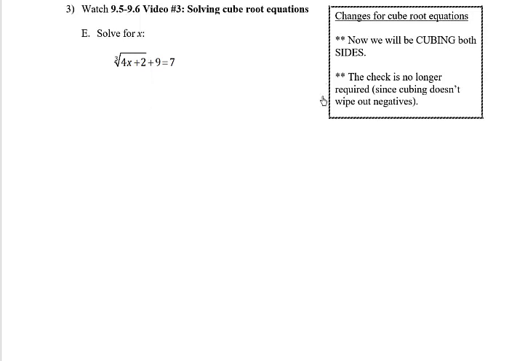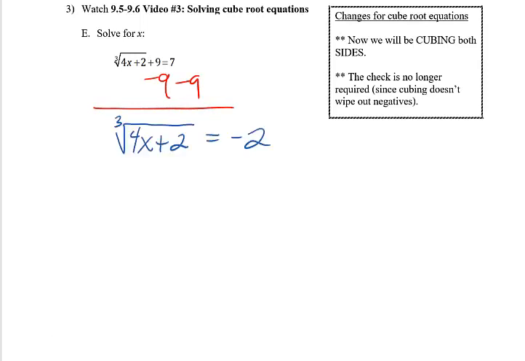I've noted a couple of changes over here in the box. Step 1, as before, is isolate the radical. In other words, get rid of the junk. Looks like the 9 in this problem is junk, so I'll need to begin by subtracting 9 from both sides. And now I'm at the stage where I'm ready to get rid of the radical.